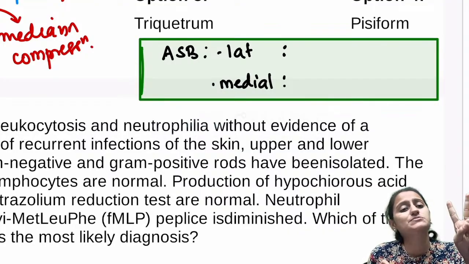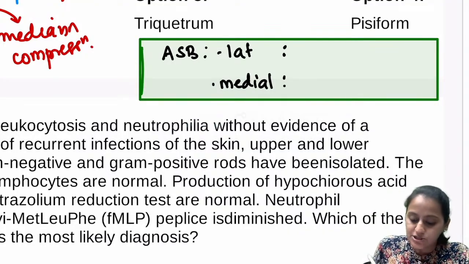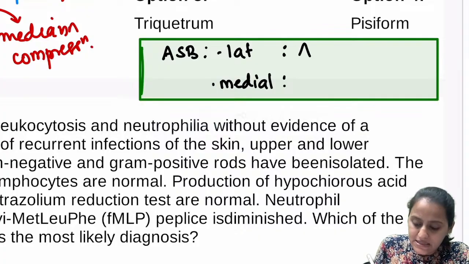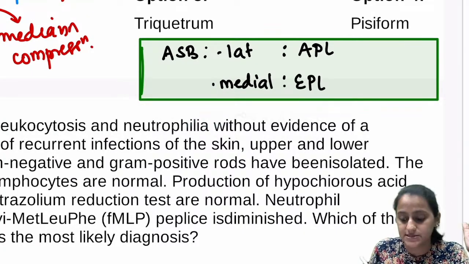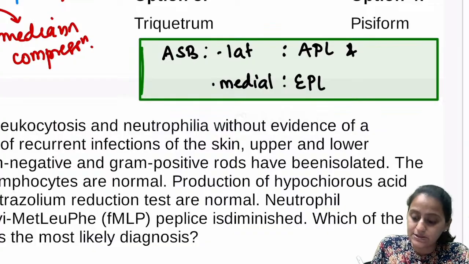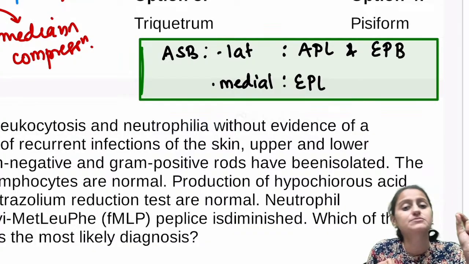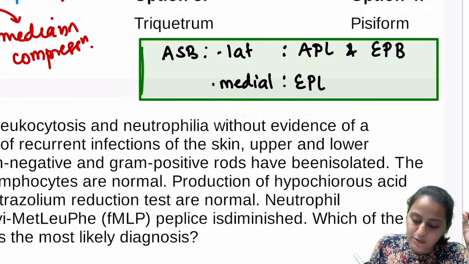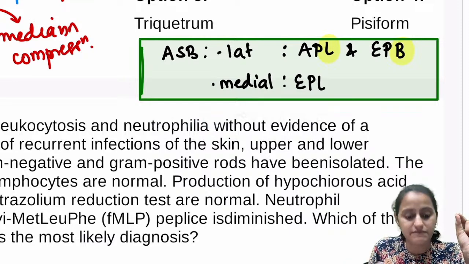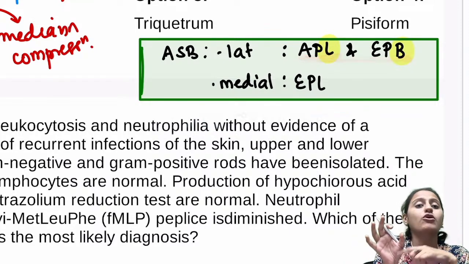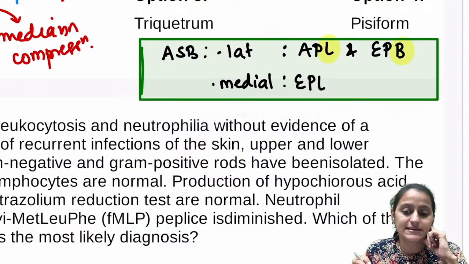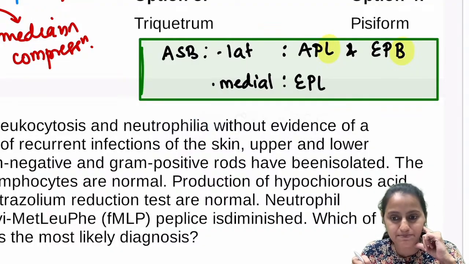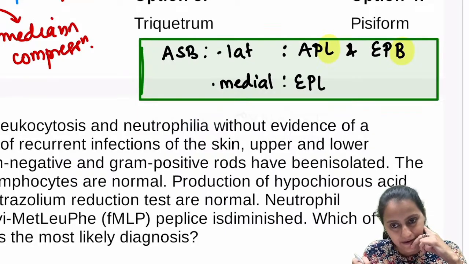Remember, two longest muscles cannot go together. So in the lateral border comes abductor pollicis longus, and in the medial border comes extensor pollicis longus, and along with it comes the other one, brevis, which is extensor pollicis brevis. So remember, one is longus, one is brevis. APL and EPB form the lateral border. Medial is the EPL, that is the extensor pollicis longus. Absolutely right. Okay.